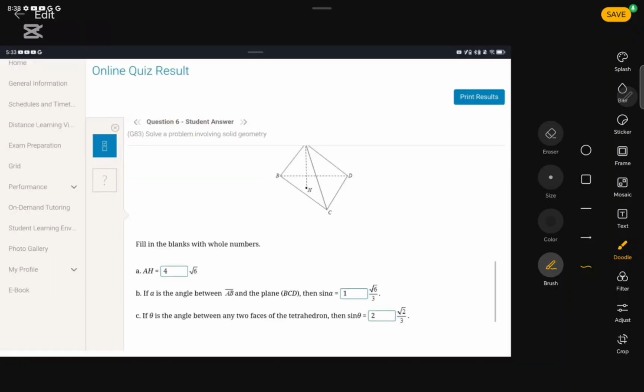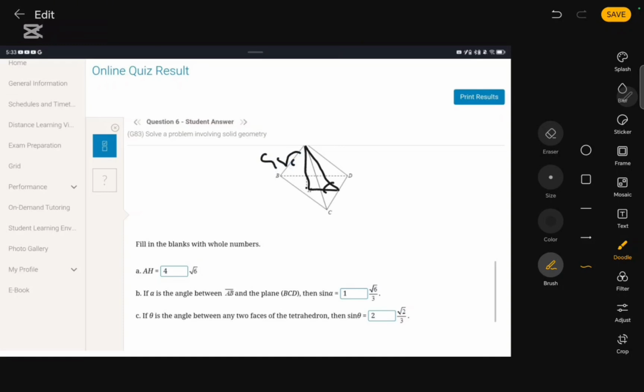Okay, for this one, they're asking if theta is the angle between any two faces of the tetrahedron. Now, you can use any, but I'm going to use the easiest one, which is going to be this side and this one right here. Now, the angle between them is like right here, somewhere like this. Okay, wait, I'll draw it very quickly. So it's like this one right here. Oh, again. This right here.